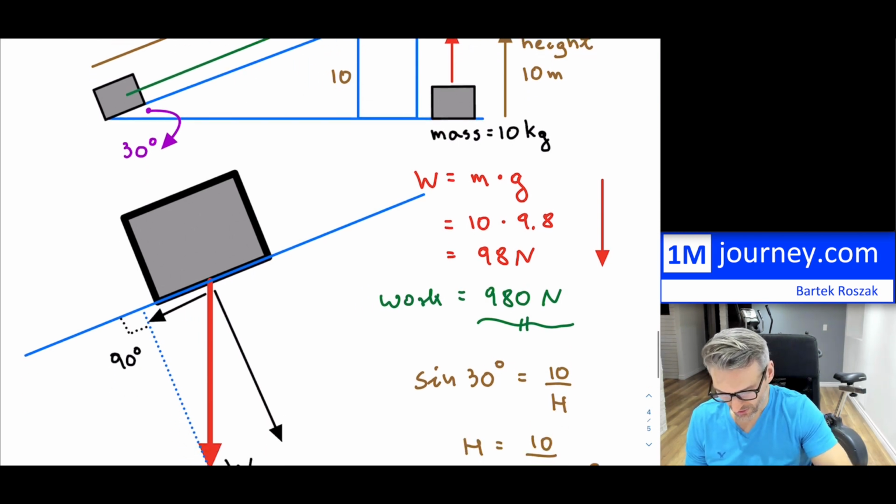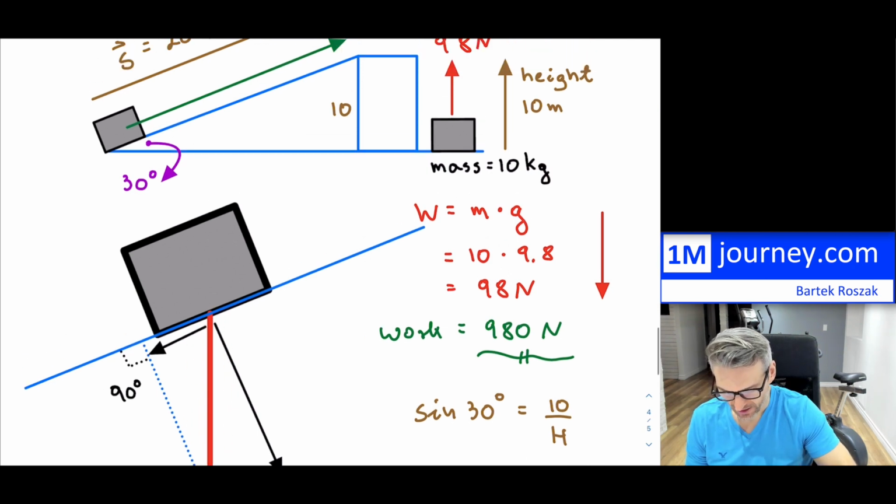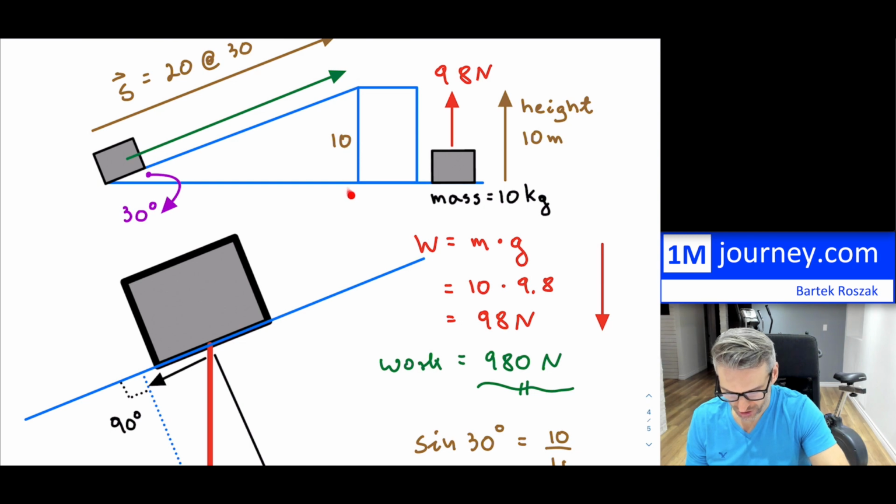Now, this weight right there, that is being pulled down, so straight down, right? So that's this line right here. This component right here is in the same direction as my ramp.